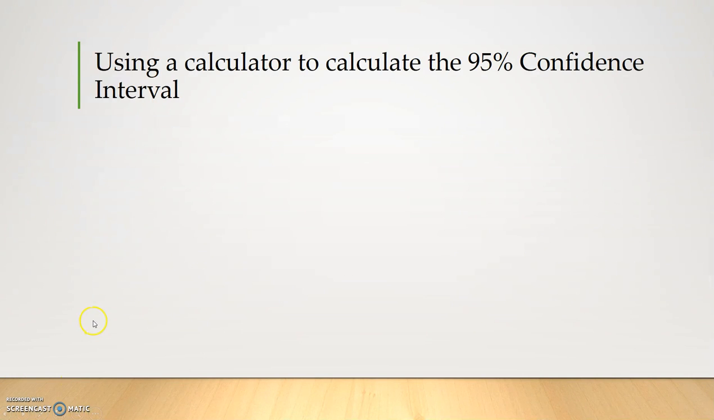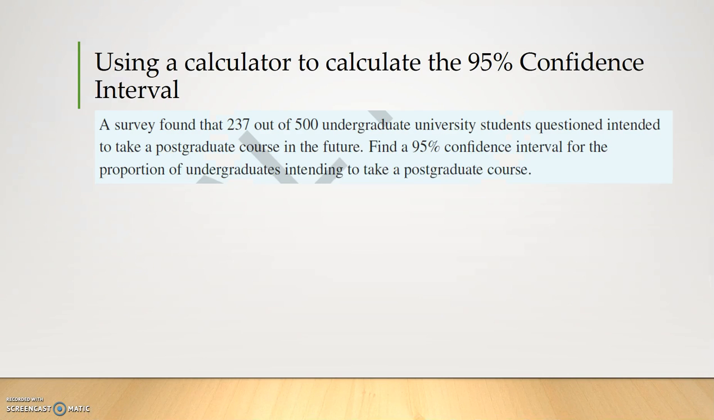We can use the calculator to very easily calculate the 95% confidence interval. Let's look at this example. A survey found that 237 out of 500 undergraduate university students questioned intended to take a postgraduate course in the future. Find a 95% confidence interval for the proportion of undergraduates intending to take a postgraduate course.